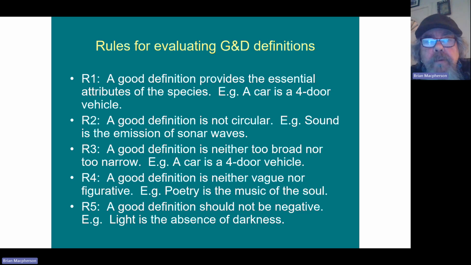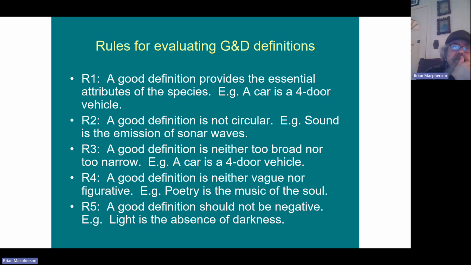So I'll give you an example here on the slide. Sound is the emission of sonar waves. All right. This is a bad definition because sonar means sound. So what I'm telling you is that sound is the emission of sound. Well, that's not a very good definition. That's circular, right? The term to be defined is the same as the term you're using to do the defining. So that's a circular definition. So a good definition is never circular.